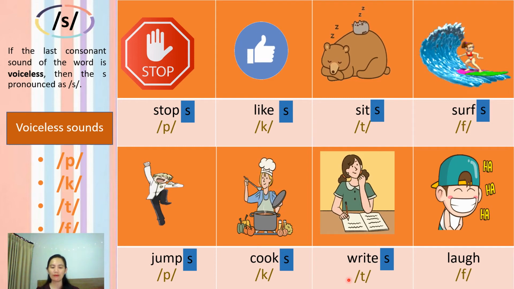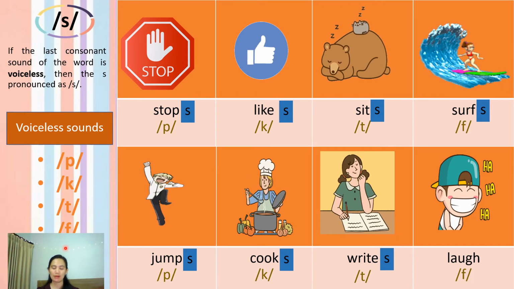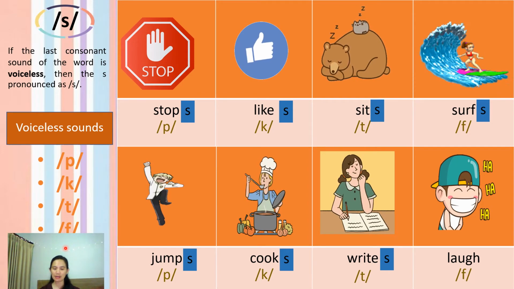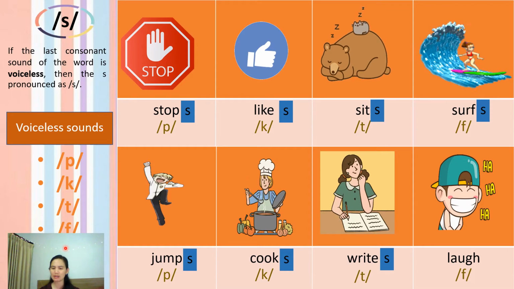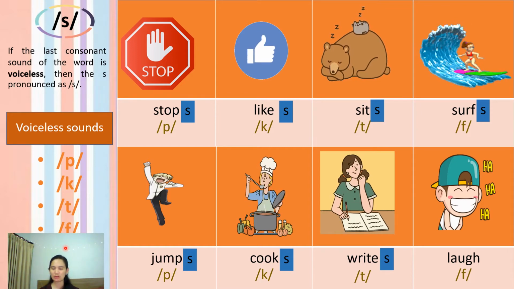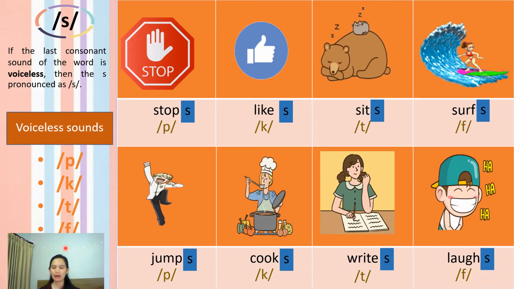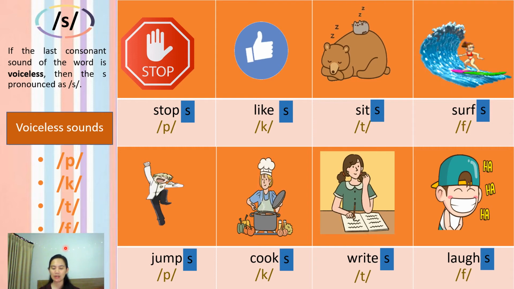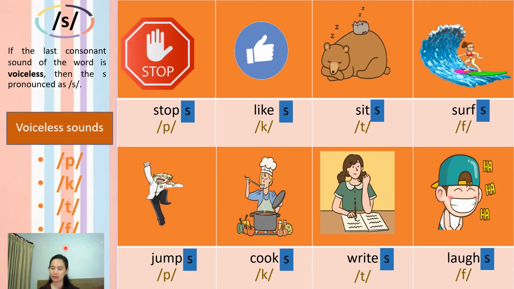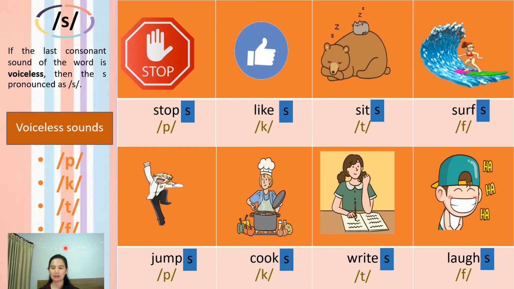Next word, laugh. The word laugh ends with the sound of f. Take note, it's not the last letter that you can see, but the last sound that you can hear that will determine the sound of the s at the end of the simple form of the verb. Laugh ends with the sound of f. Therefore, if we make it into a simple present tense by adding s at the end of the simple form of the verb, we're going to read the word as laughs.